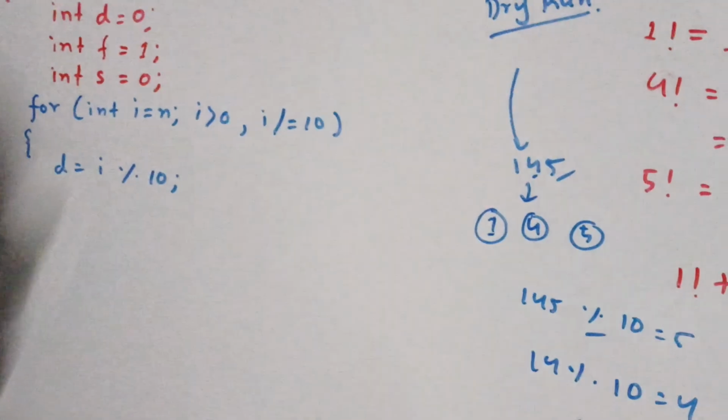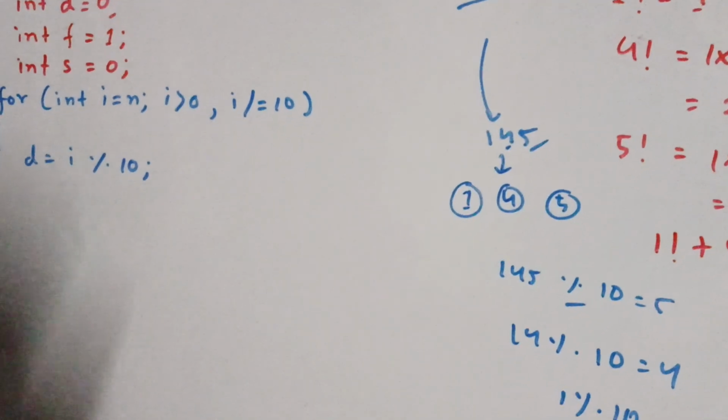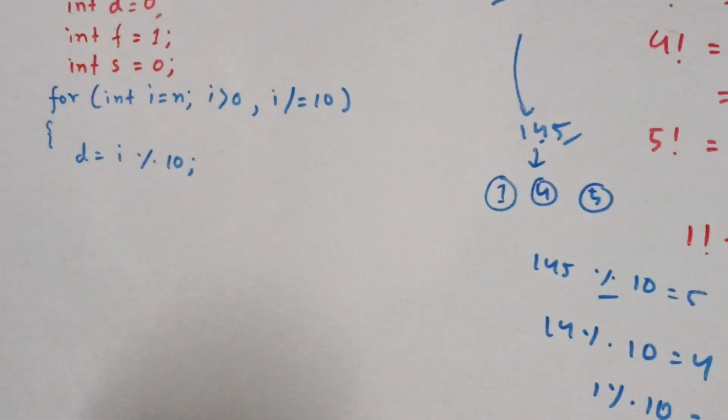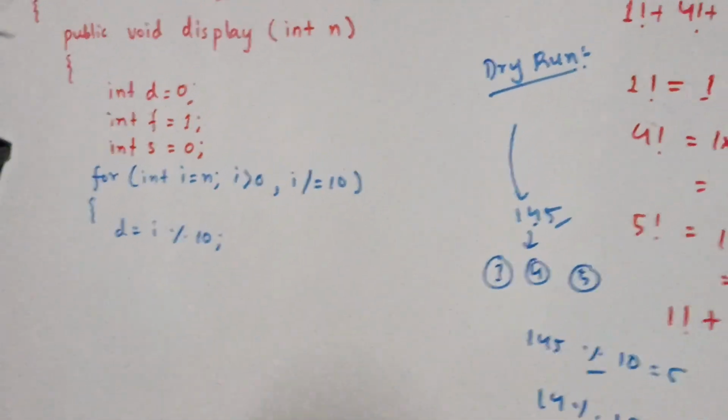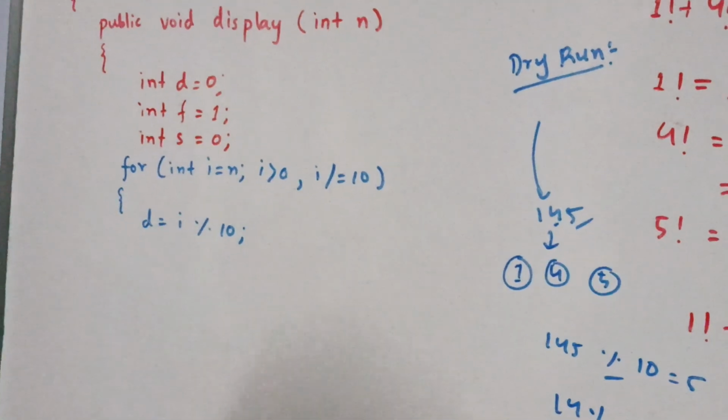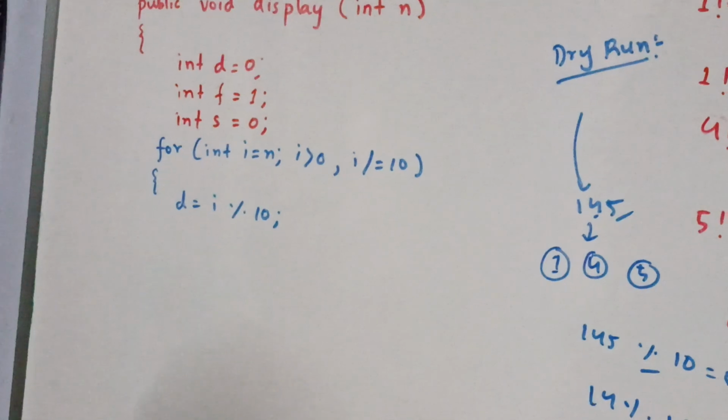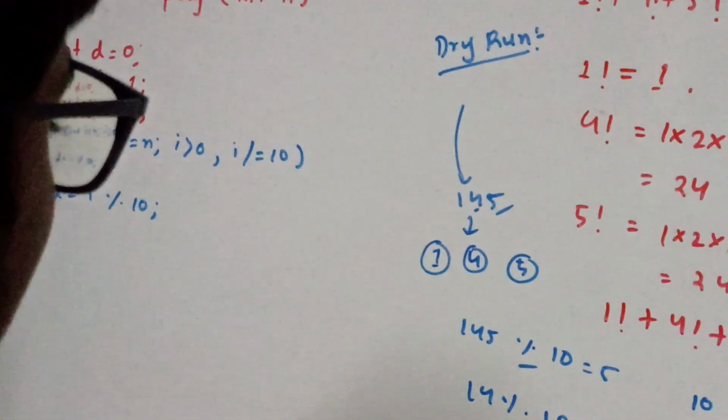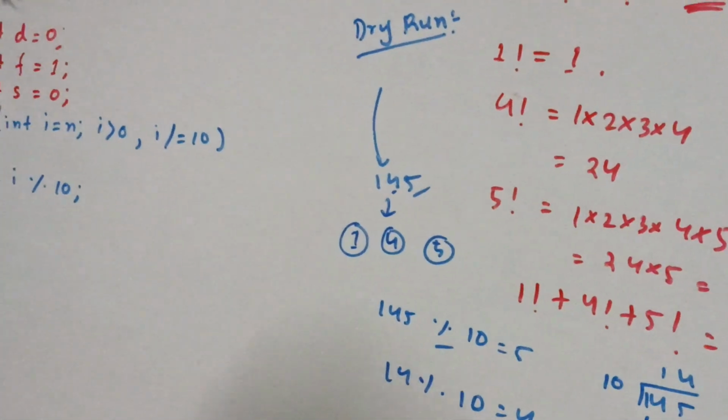Next, what we will do in this program, if you observe it very carefully, after finding the digits we need to use another loop in order to find the factorial of those digits.